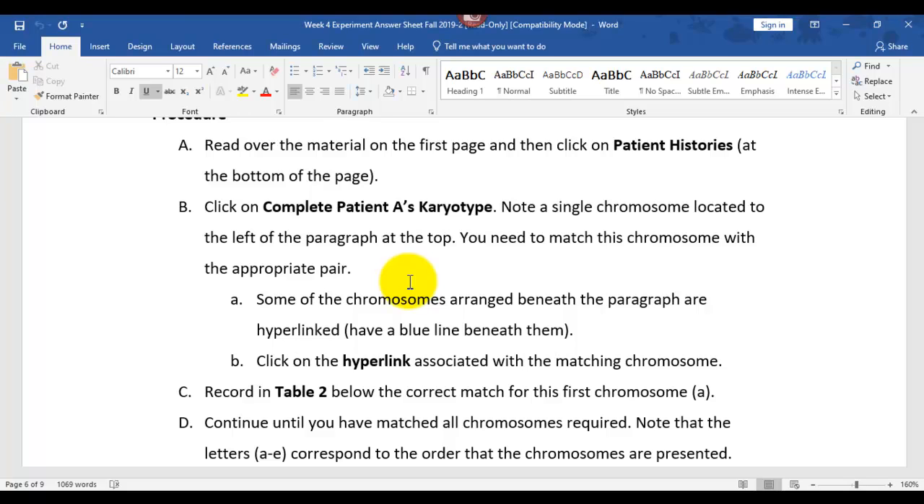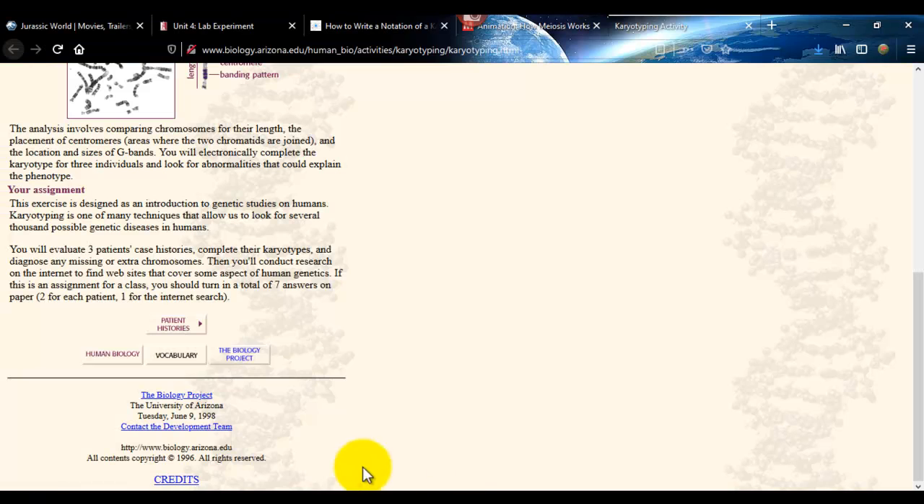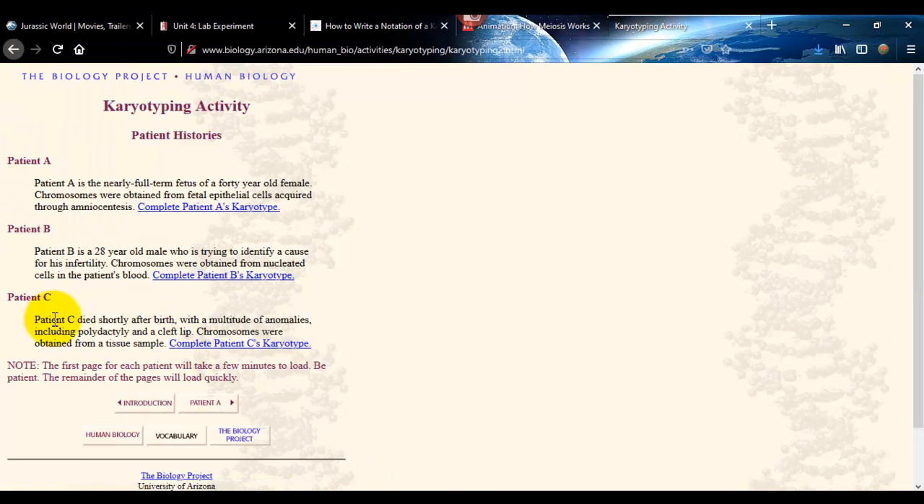I made a comment earlier about you get one gene from each parent. You do for all of your genetics, you get a gene from each parent, and then there's some variability in there. So what you're going to do is click on the patient histories, and there's three here. Now, one of these is tough, and I'm going to do the first one with you, but patient A is a nearly full-term fetus of a 40-year-old female. Now, older females can be more prone to Down syndrome because of the non-disjunction, the non-splitting of the chromosomes.